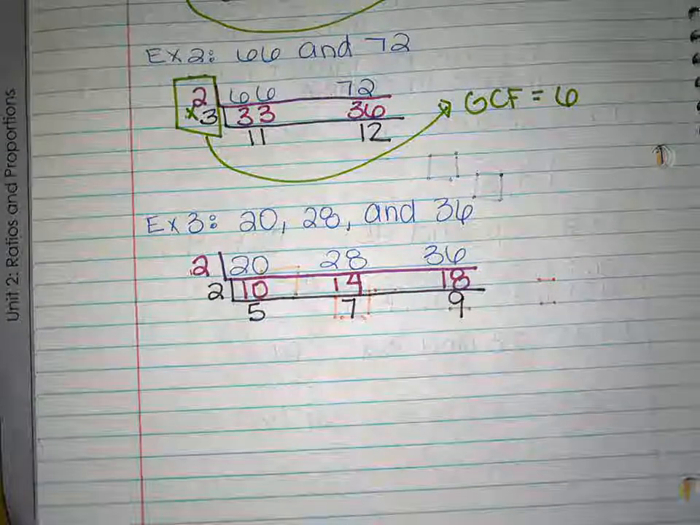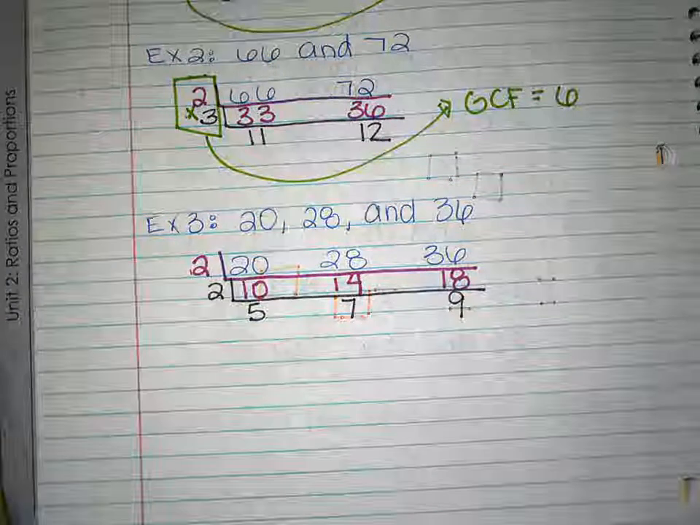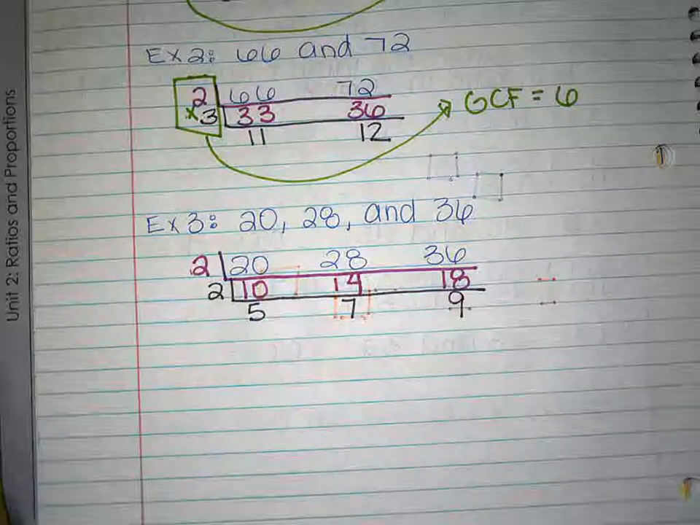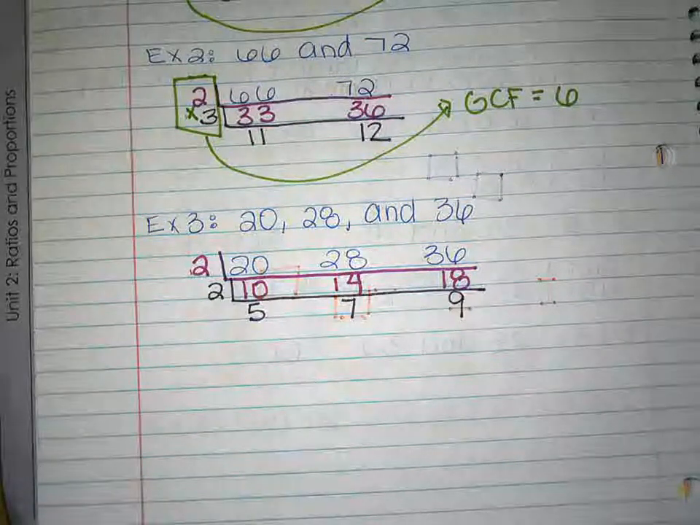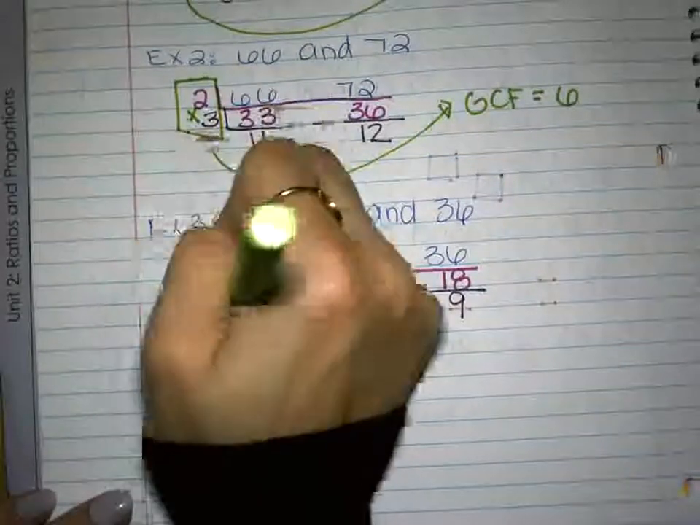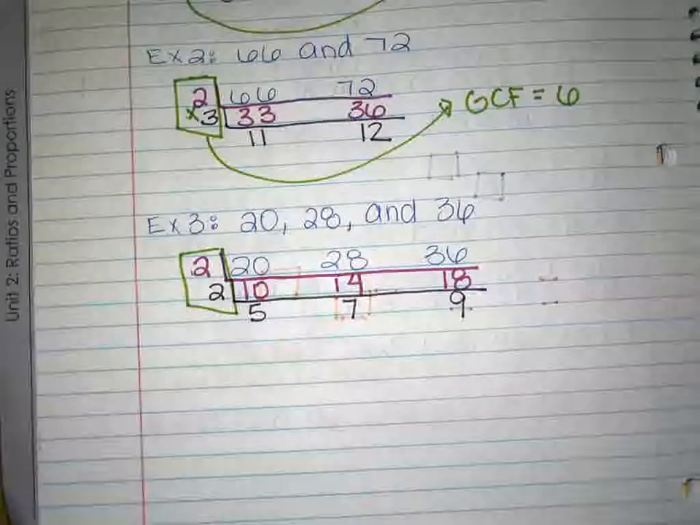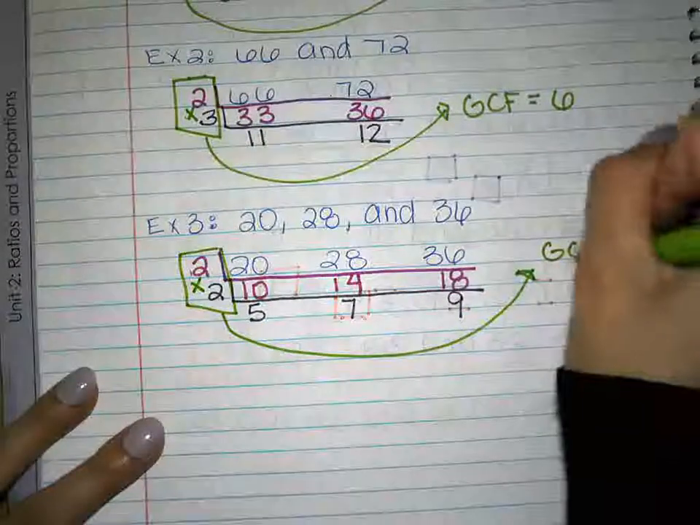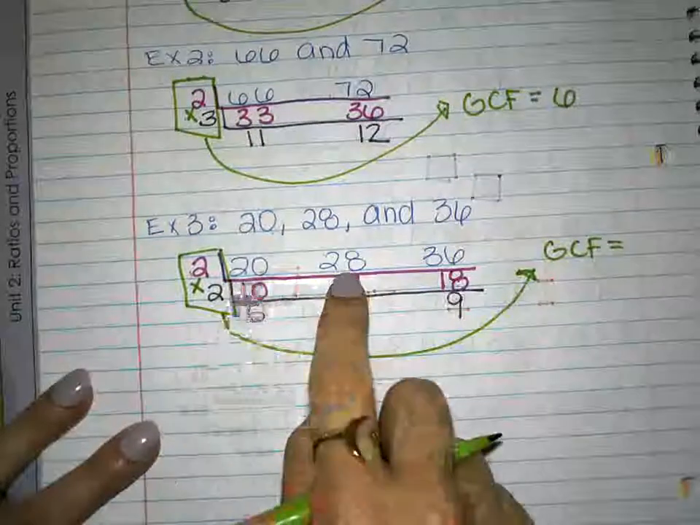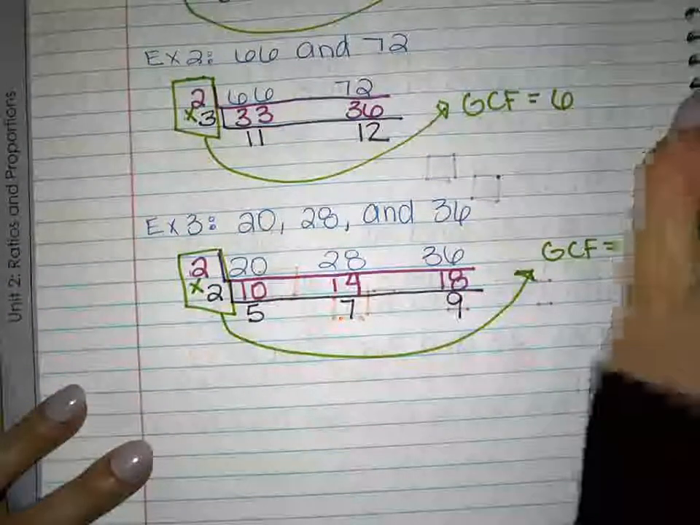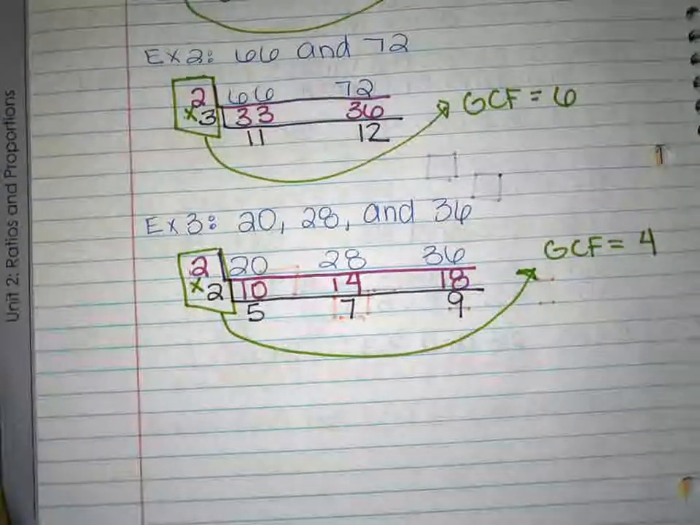And I ask myself, can I take anything out of 5, 7, and 9? The answer is no. They don't go into any other number. They must stay that way. So, just like up above, I only do the numbers that are along the side. I multiply them together, so the greatest common factor of 20, 28, and 36 is 2 times 2, which is 4.